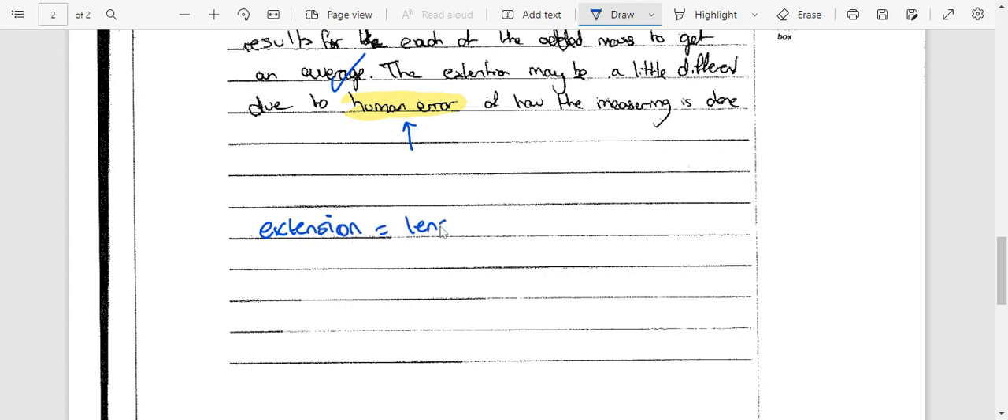is length with weight take away the original length. Apologies for my handwriting. If they then added that as well, they're making it clear they're finding extension. So just by making it clear how they're using their measurements to get what's in the table and being more specific on human error, this student could have actually improved it to get 6 out of 6.